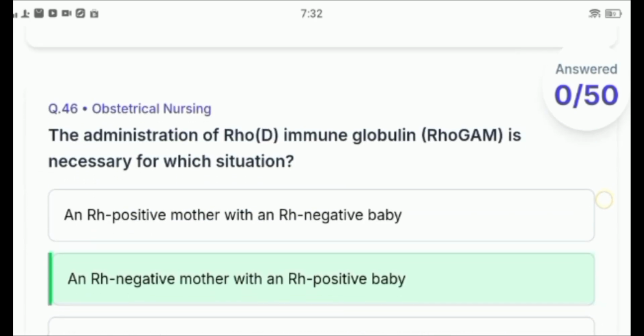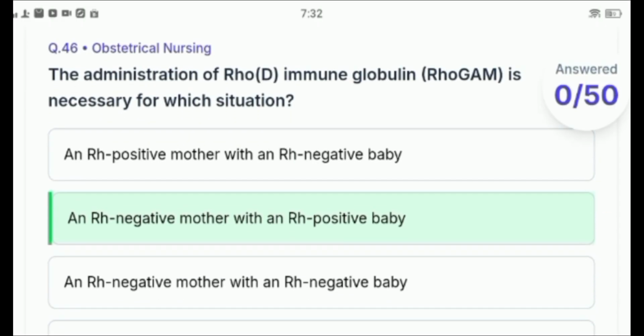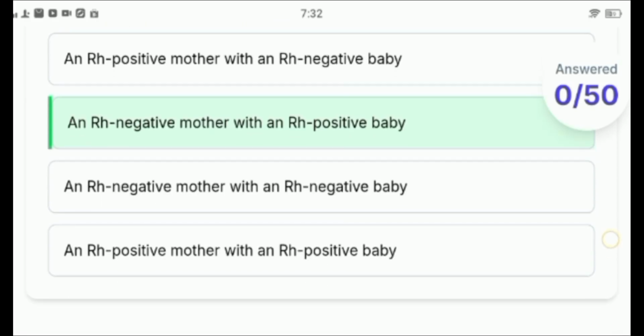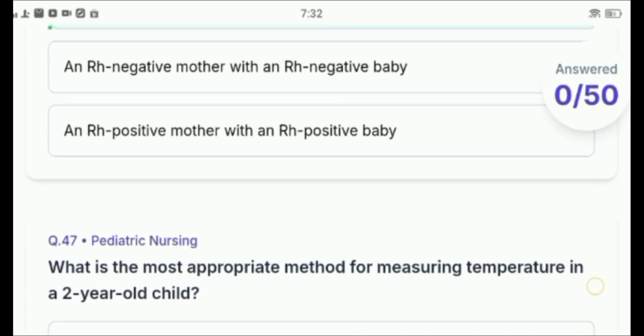46. Obstetrical nursing. The administration of Rho(D) immune globulin is necessary for which situation? A. An Rh positive mother with an Rh negative baby. B. An Rh negative mother with an Rh positive baby. C. An Rh negative mother with an Rh negative baby. And D. An Rh positive mother with an Rh positive baby. So the correct answer is B.